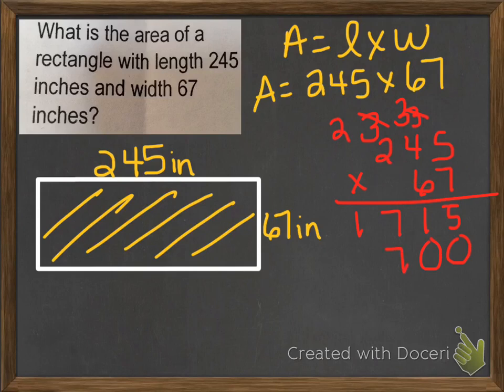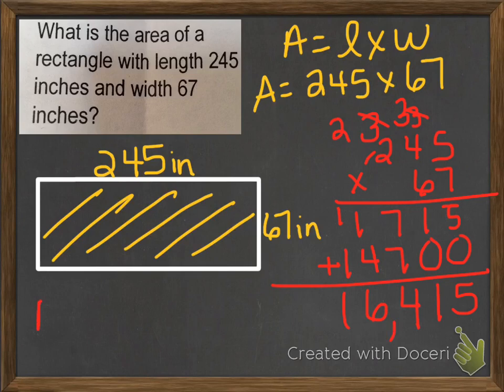6 times 2 is 12, plus 2 is 14, and now I add. So that's 5, 1, 14, carry my 1, 4, 5, 6, and then my comma. So the area here is 16,415 square inches.